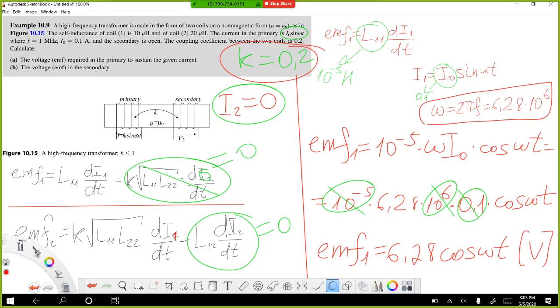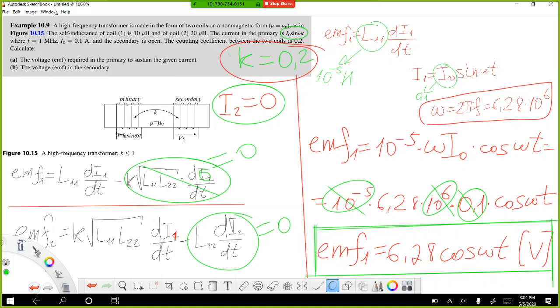Okay, we have done the first part of our question, the voltage electromotive force required in the primary to sustain the given current. We have found the electromotive force in the primary coil. Now we need to find the electromotive force in the secondary coil. So this is the electromotive force in the primary, equal to 6.28 cosine omega t.